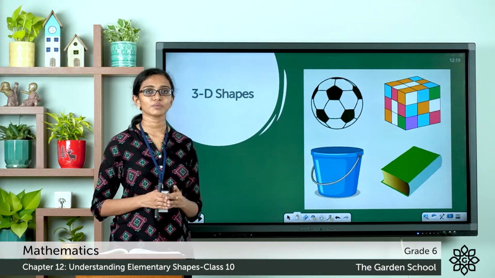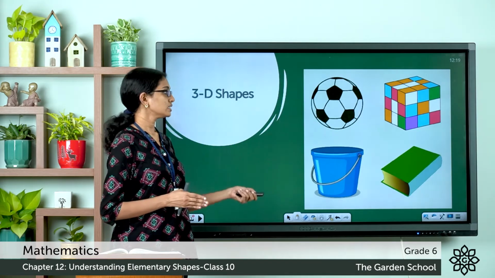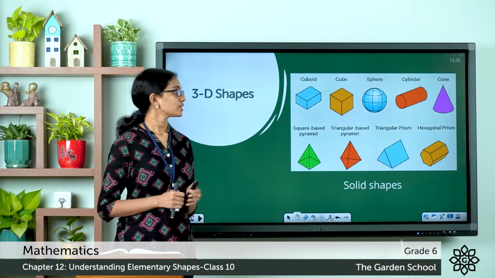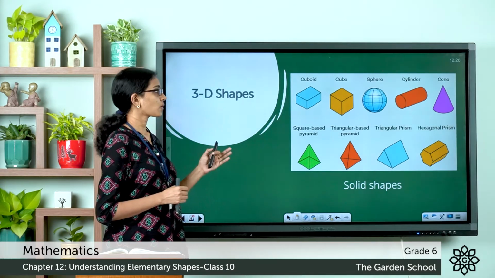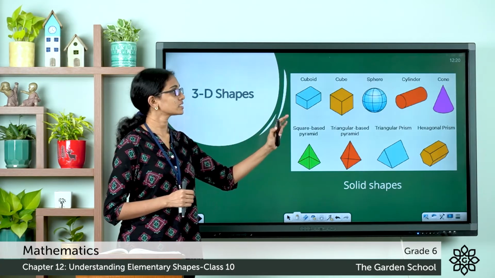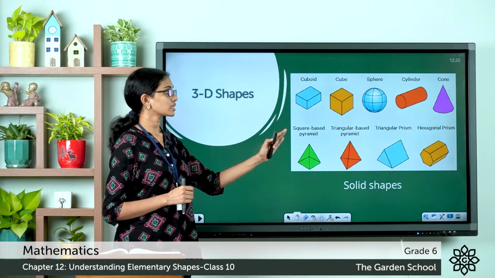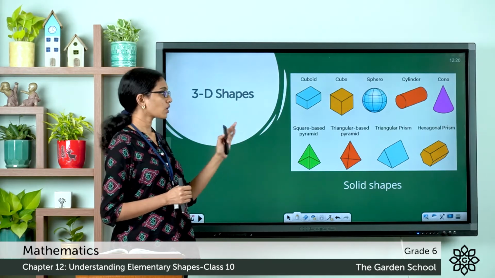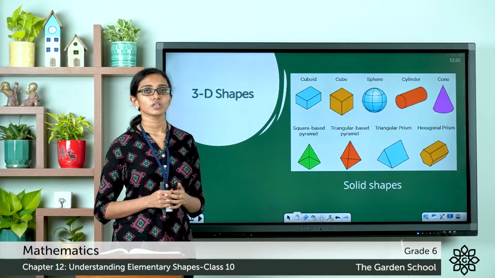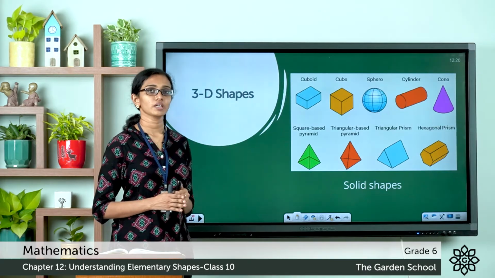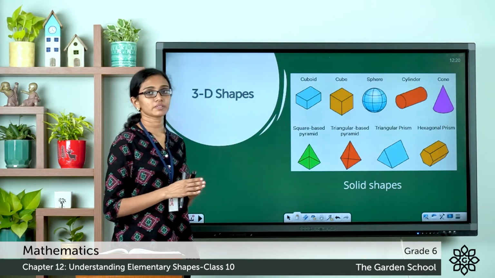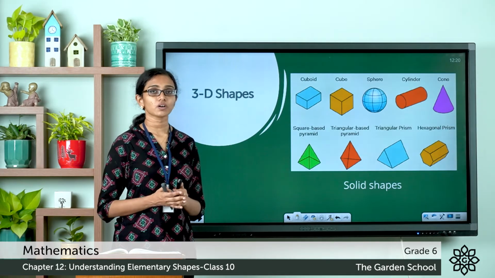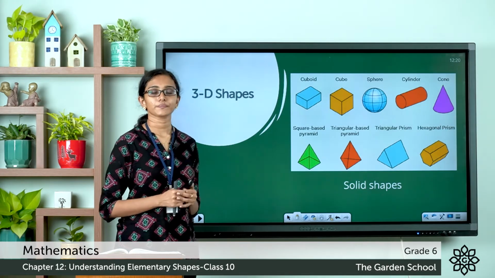Let's see a few more examples of 3D shapes. See, 3D shapes are also called solid shapes. Now here we have shapes such as cuboid, cube, sphere, cylinder, cone, pyramid and prism, different types of pyramids and prisms. These are all examples of solid shapes. If we observe these shapes, you can see that all these shapes have some surface around them. And this surface around them encloses the volume within.